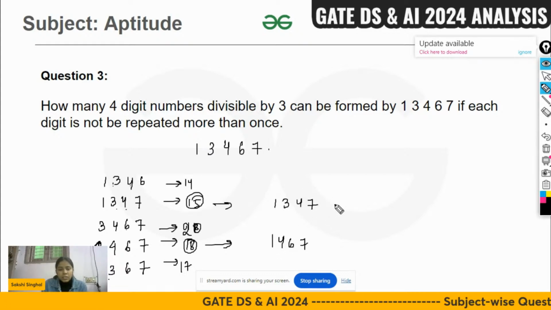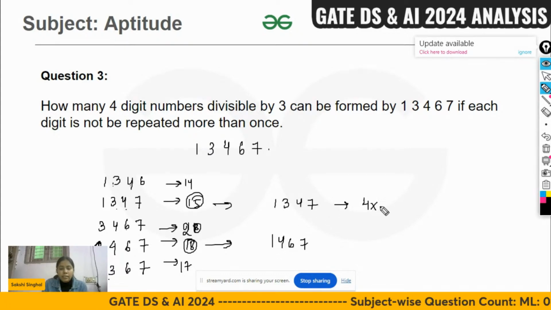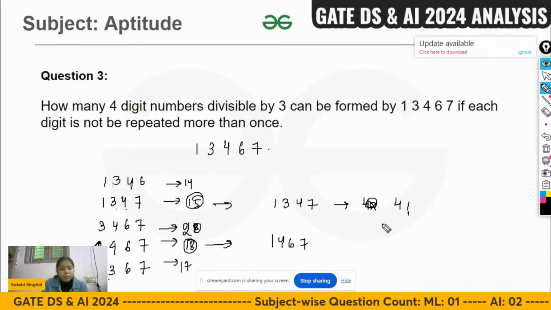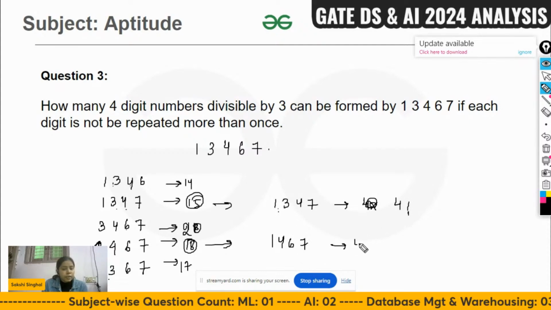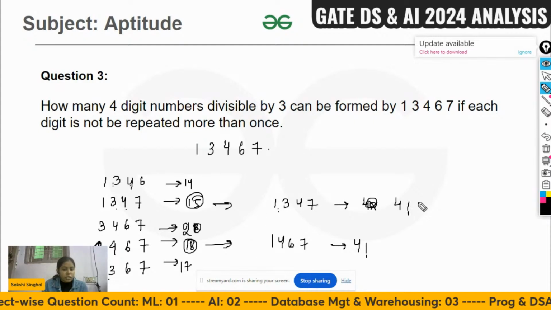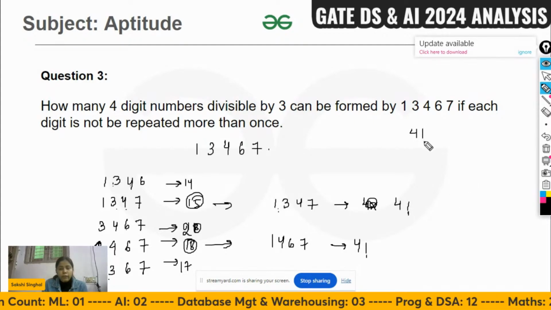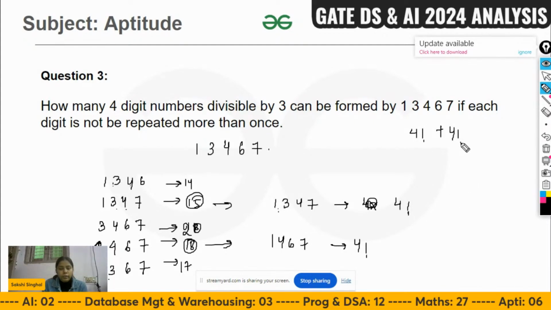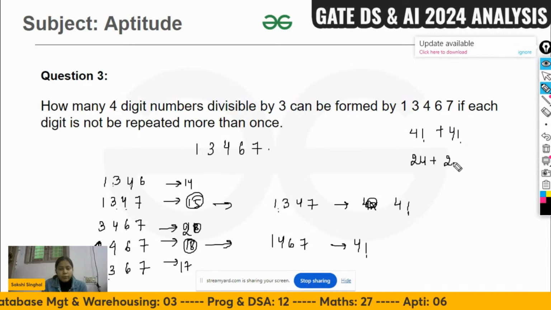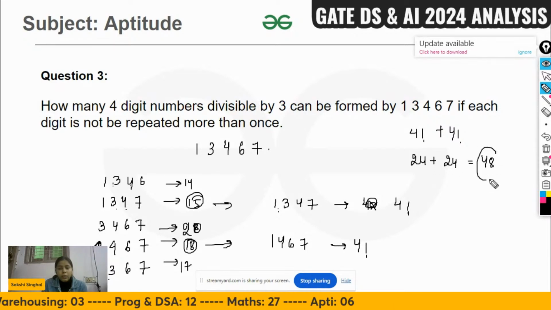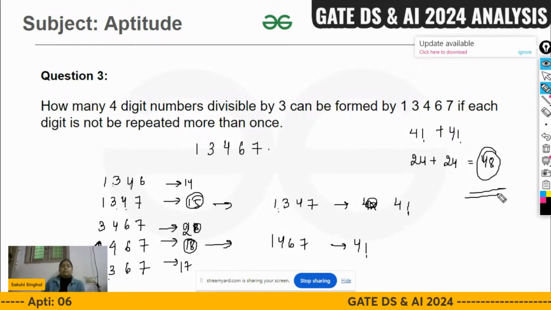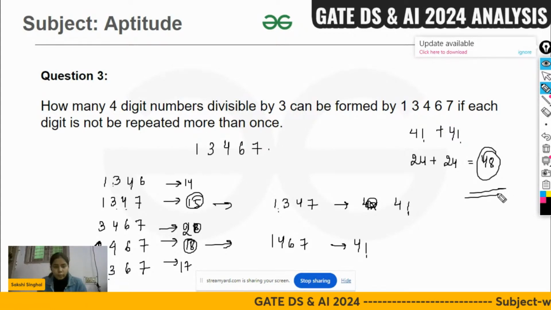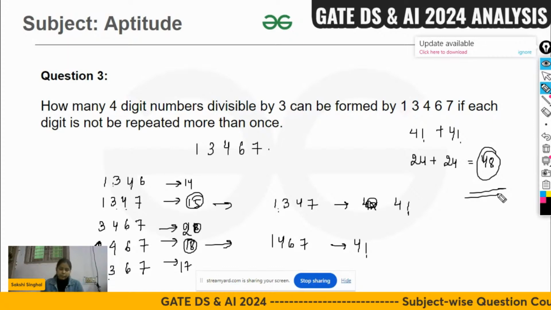Now I can rearrange them. So how many times can I rearrange them? I can rearrange them in 4 factorial ways, because I can switch the places of 1, 3, 4, 7, and similarly 4 factorial combinations are possible. So in total, I have 4 factorial plus 4 factorial, that is 24 plus 24, that is 48 combinations possible. So 48 is the answer. Right, Anupam? 48 is the answer. So 48 numbers would be there which are divisible by 3.